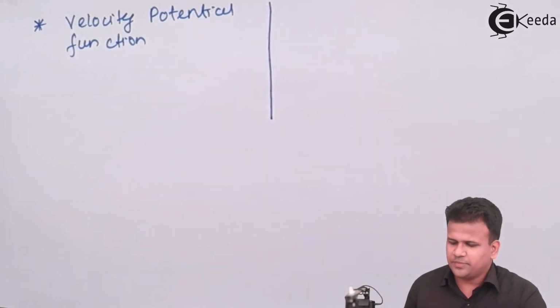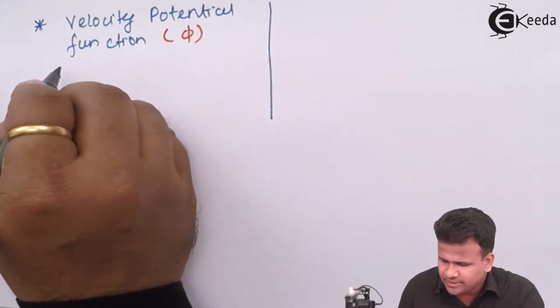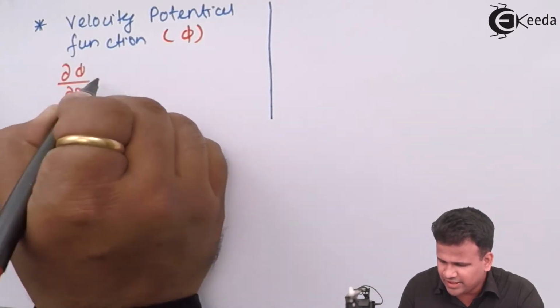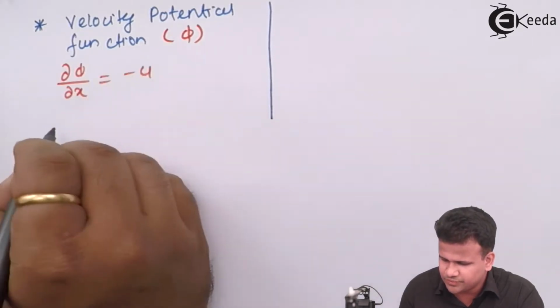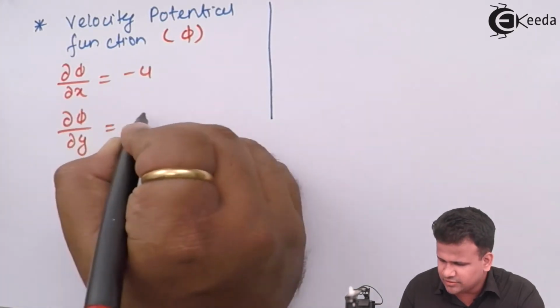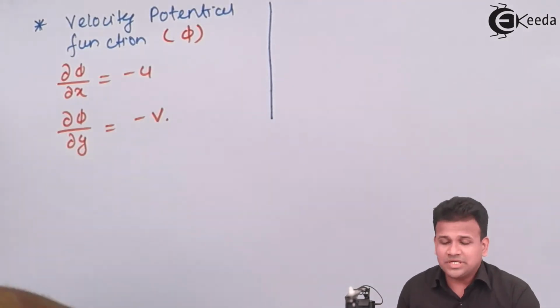Now velocity potential function is denoted by phi, and that is defined as dou phi by dou x is equal to minus u, and dou phi by dou y is equal to minus v. Now let us go to streamline functions.